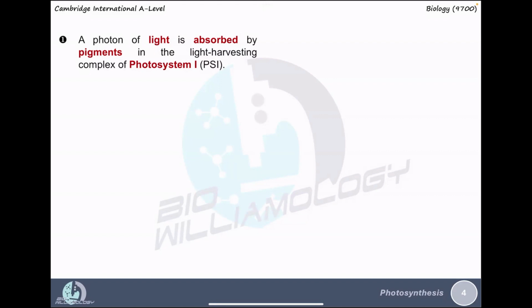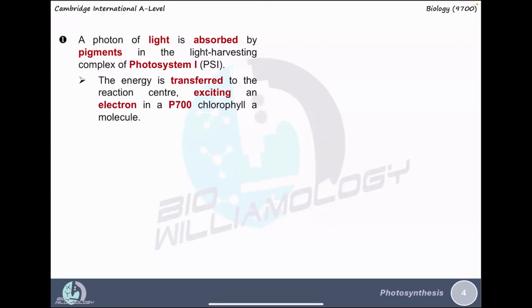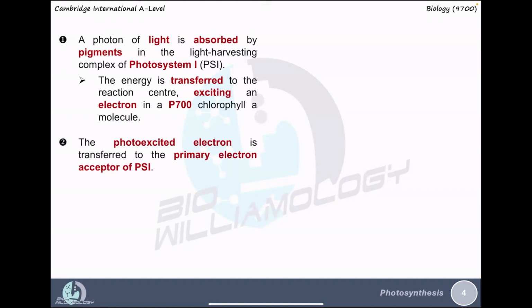basically the light energy, is absorbed by pigment in the light harvesting complex of photosystem 1. And this energy is transferred to the reaction center, exciting electrons in P700, which is the reaction center of photosystem 1. So this photoexcited electron is transferred to the primary electron acceptor of photosystem 1, and they have high energy level. So as a result, in this case, the reaction center P700 becomes oxidized. Why? Because they lose an electron.